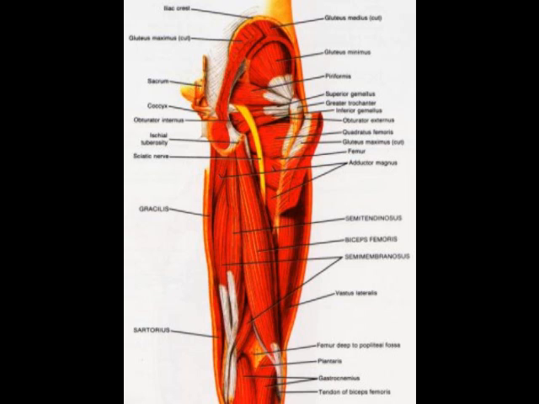But this gives you a good idea here of exactly where the ischial tuberosity is in relationship to all your muscles of your thigh and your buttocks and your sciatic nerve and other important areas.